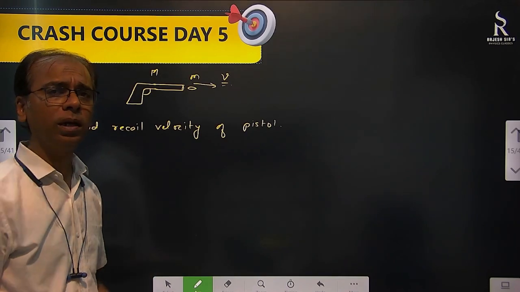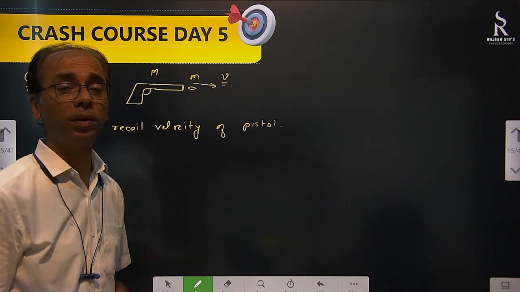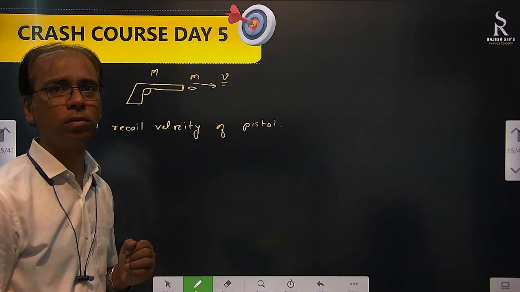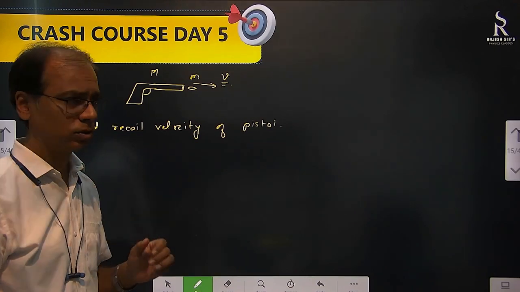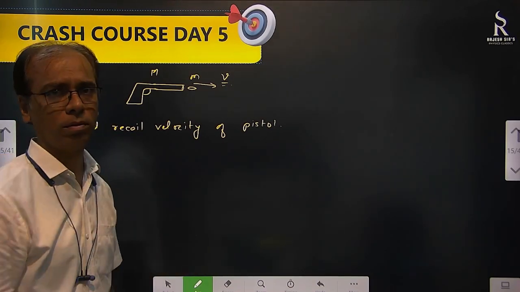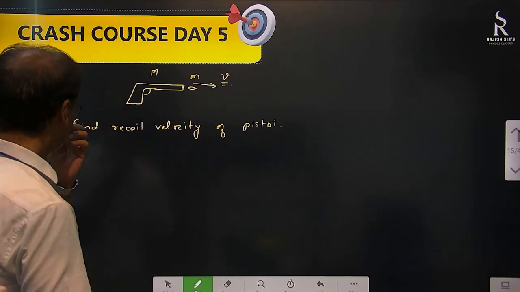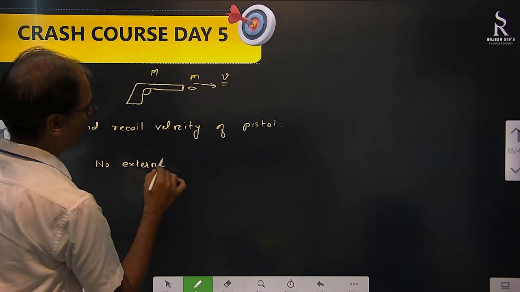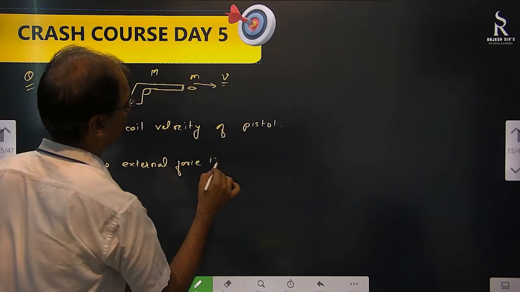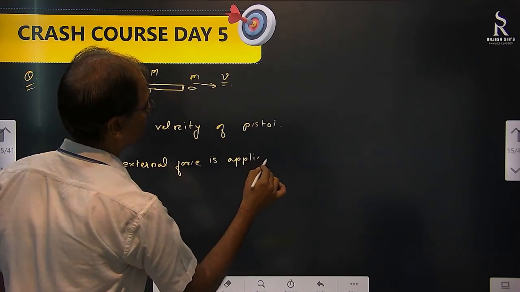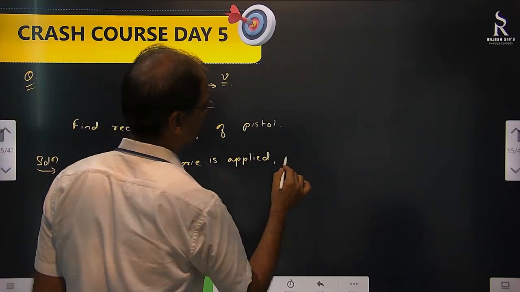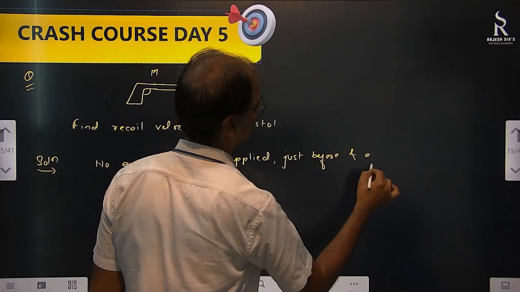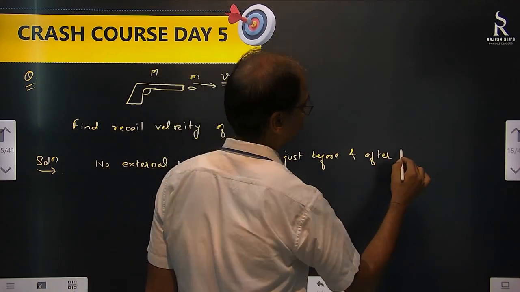Anybody applied any external forces there in that? No one applied external force. Has anyone applied external force on the bullet? No. Anyone applied external force on this gun so that it can move forward or backward? No. Nobody applied. So we will say that no external force is applied just before and after the firing. After the fire.